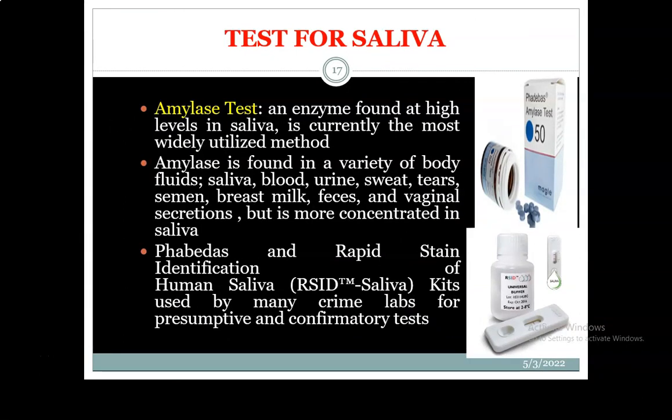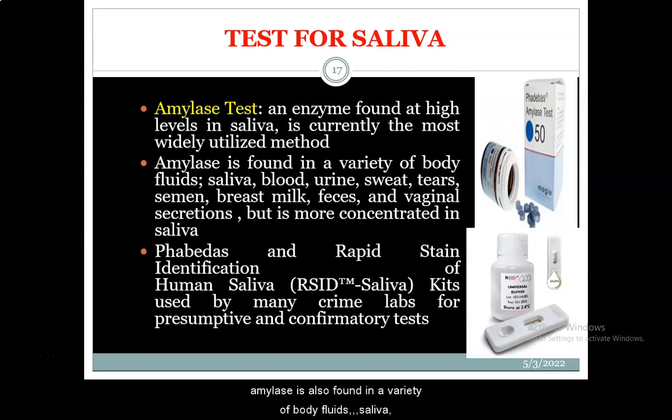Test for saliva. This is called the amylase test. And amylase, as we all know, is an enzyme found at high levels in saliva. Now, this amylase test is currently the most widely used method for testing saliva.